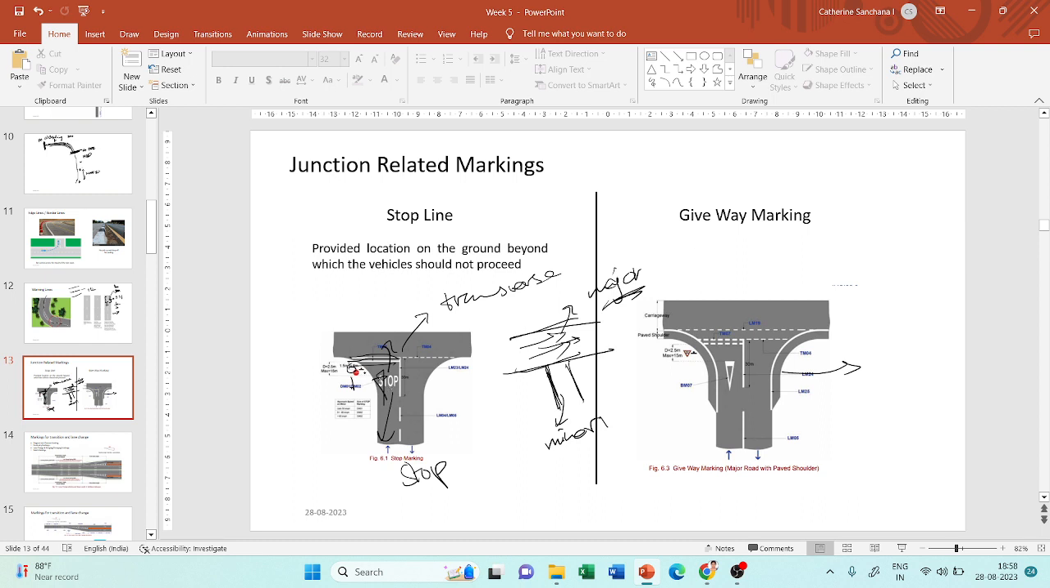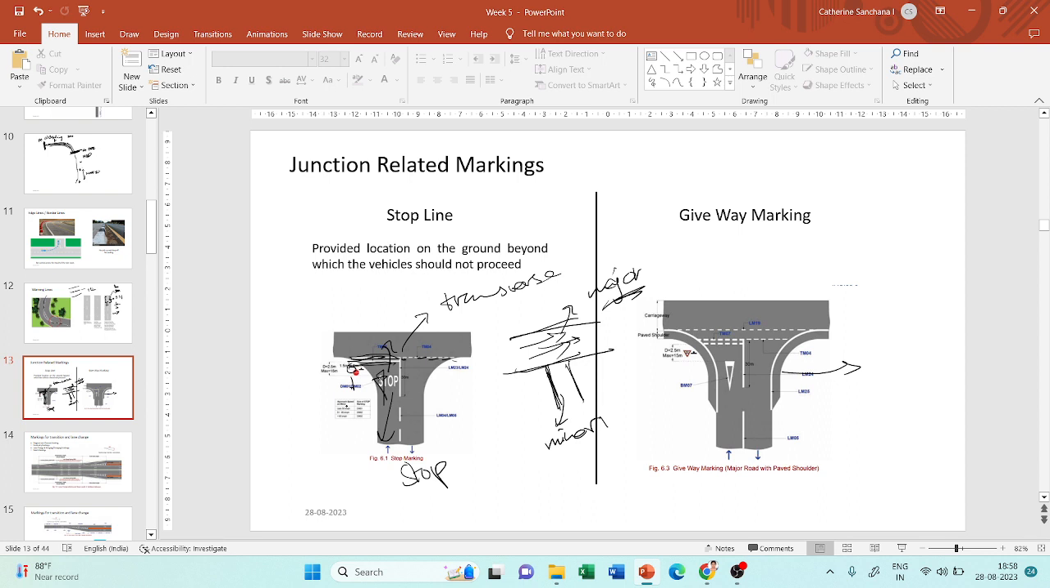So if you see, a stop line is always provided by solid lines. It can be a single stop line or it can be two parallel lines together, and this will be continued to the other lane also, but as broken lines. It can be provided with a stop message or without a stop message.